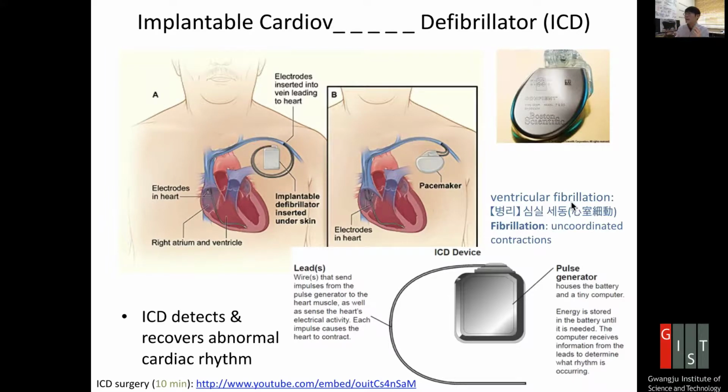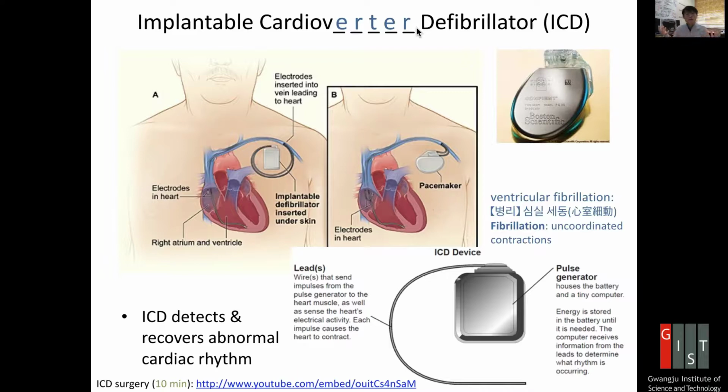And for that, biomedical engineers devised an implantable device which will defibrillate this, meaning recover from this fibrillation condition by resetting the heart, which we call cardioversion. So this device is named an implantable cardioverter defibrillator.